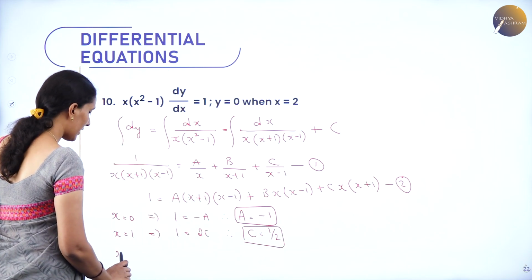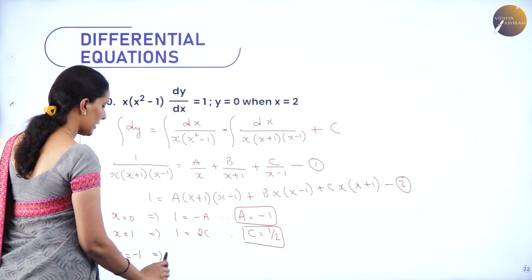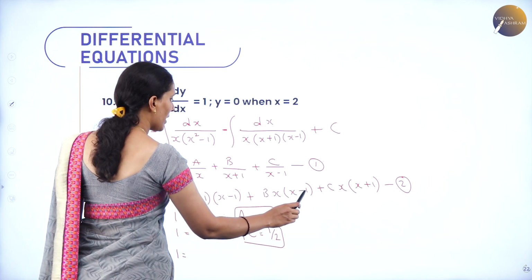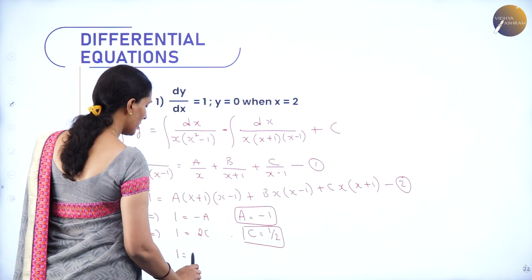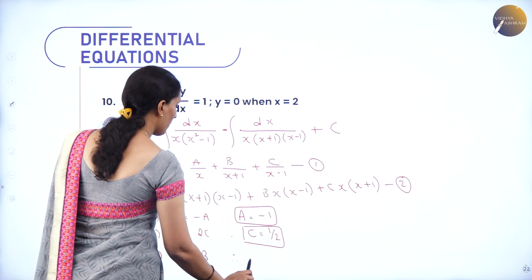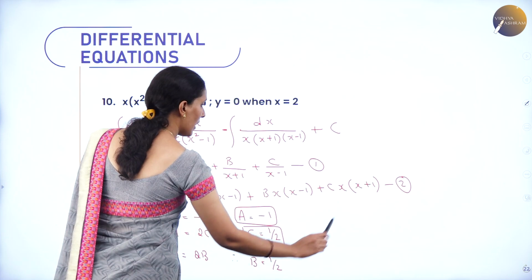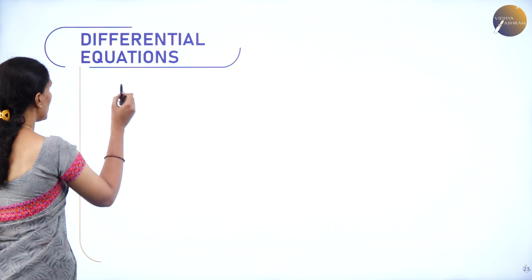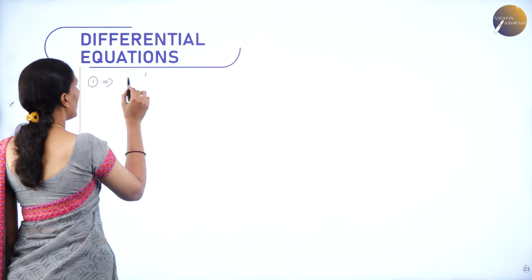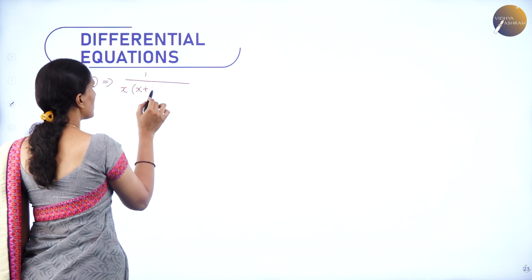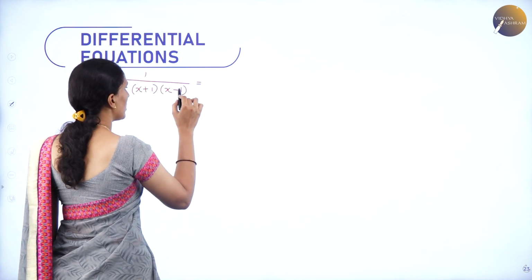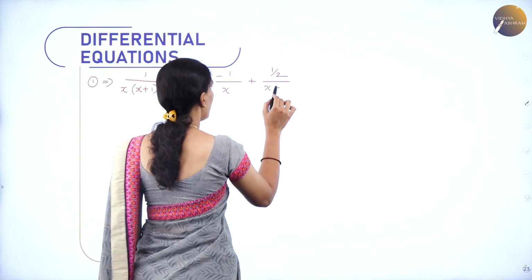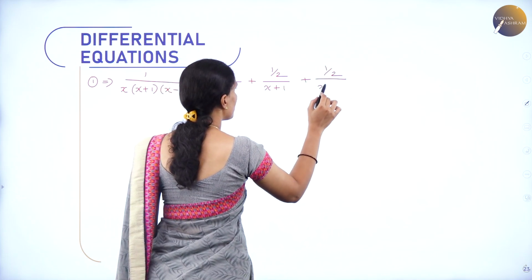Now let me put x = -1. Then -1 + 1 is 0, so the a term is 0. -1 - 1 is -2, and -2 times -1 is 2b. So therefore I get b = 1/2. And the last term becomes 0. So the value of b is 1/2. Therefore equation 1 implies 1/(x(x + 1)(x - 1)) can be written as -1/x + (1/2)/(x + 1) + (1/2)/(x - 1).